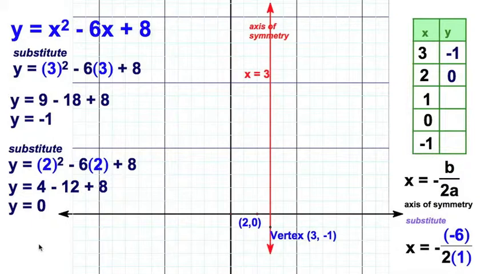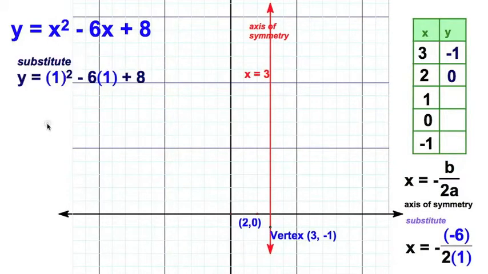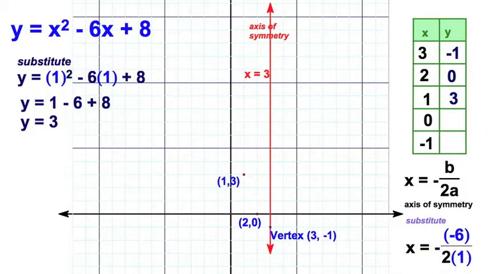Okay, pretty good. Well, let's clean that up a little bit. And how about where x equals 1? So let's move over here. And I'm going to substitute 1 squared. Well, I'm going to have 1 minus 6 plus 8. Well, I guess that's not too hard. I can see that that's going to be 3. All right, so I've got (1, 3) right there. And the shape should start to look familiar to you.